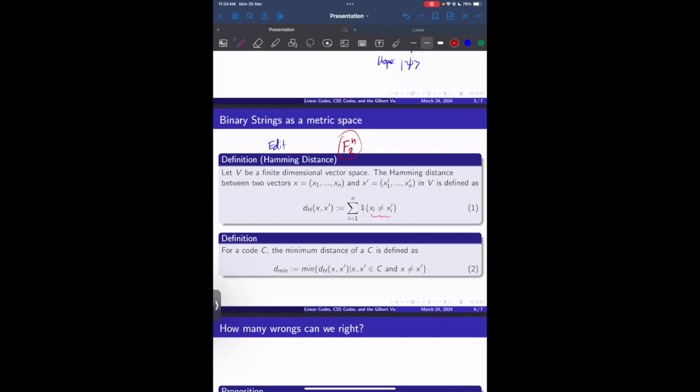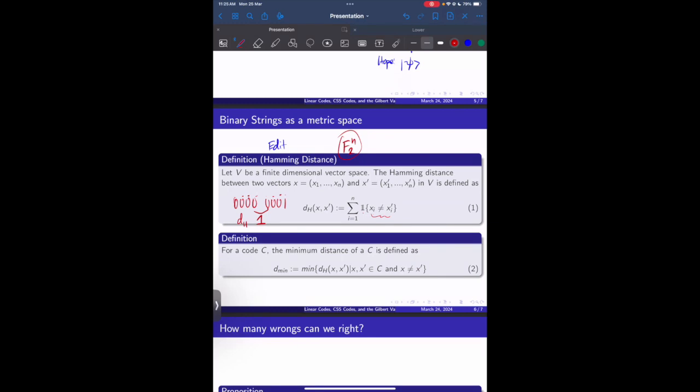What does this mean? It means, let's say I have this 0, 0, 0, 0, and I have some vector 0, 0, 0, 1. I want to see how different they are. I look entry-wise. Hey, this guy is the same as this guy. This guy is the same as this guy. This guy is the same as this guy. Wait, they are different. So you know that they are one away, a distance of one.